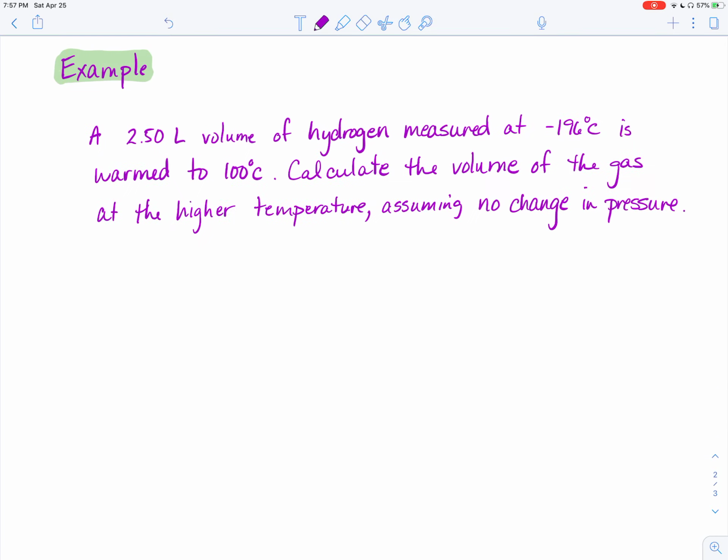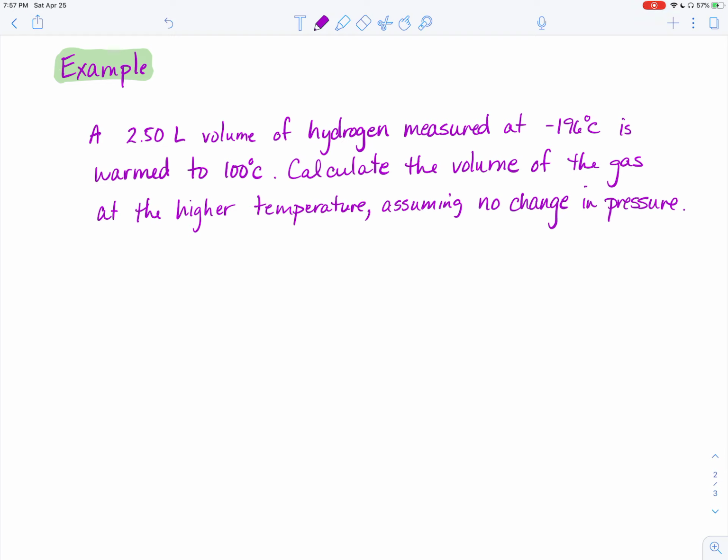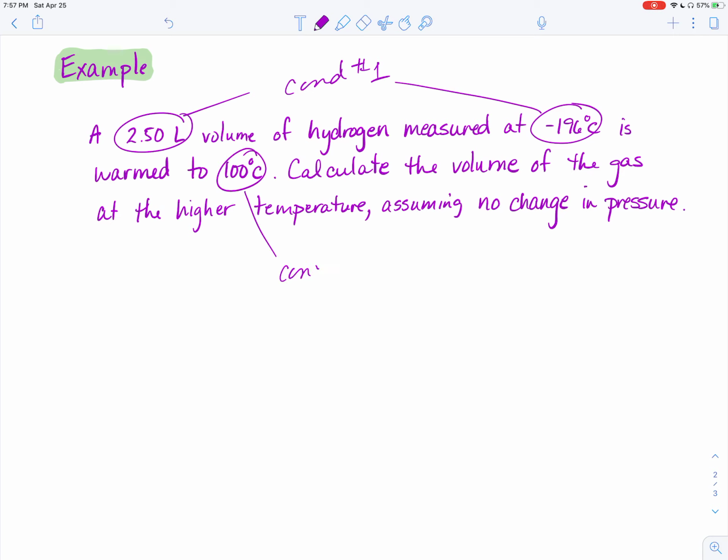So let's use this equation in a problem. It says a 2.5 liter volume of hydrogen gas is measured at negative 196 degrees Celsius. So let's take that information and say this is condition number 1, and it is warmed to 100 degrees Celsius. So we know that is part of condition number 2. It says calculate the volume, that's our unknown part of condition number 2, of the gas at the higher temperature, assuming no change in pressure and the amount of gas.